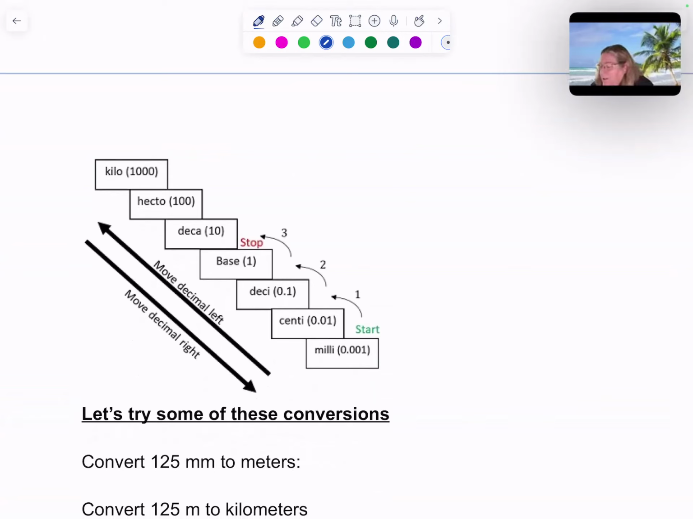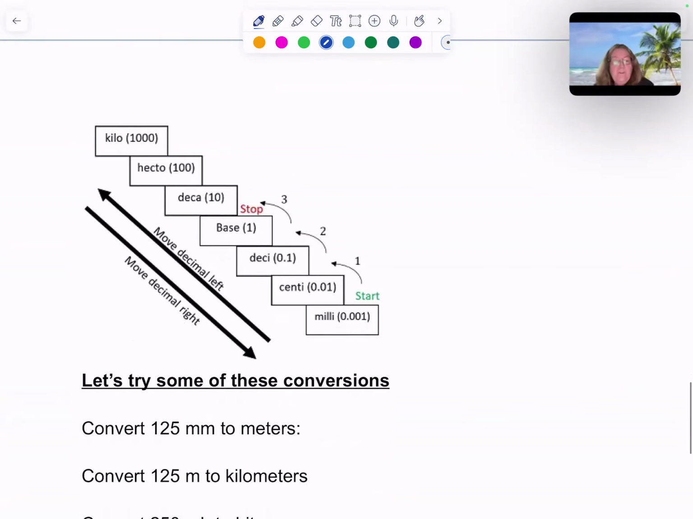We have our base unit and our deci unit, and we're just going to be moving the decimal to the right or to the left. So let me show you how this works. If we have 125 millimeters, we're going to start standing on that milli step. So we're going to write our 125 right here. Now, as we go up, we want to go up to meters. We're going to move our decimal point to the left.